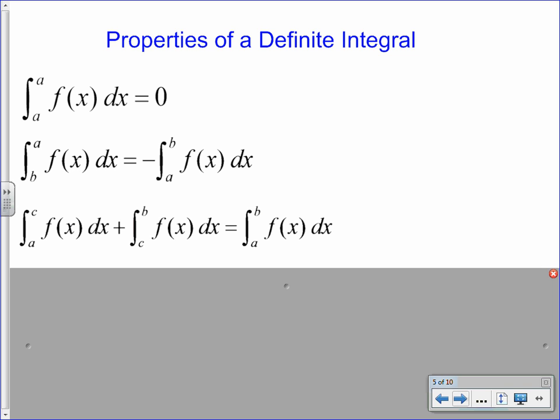If I have the integral from a to c of a function, and I add it to the integral from c to b of the same function, then I can squish them together for the integral from a to b. Like I said, most of these are common sense, right?